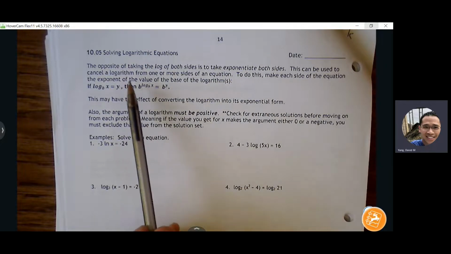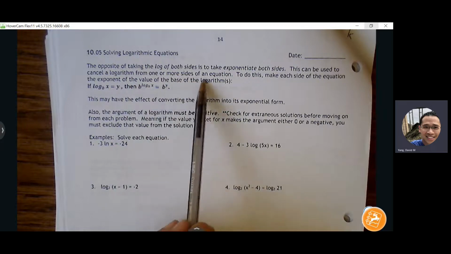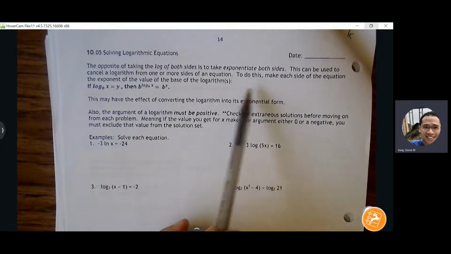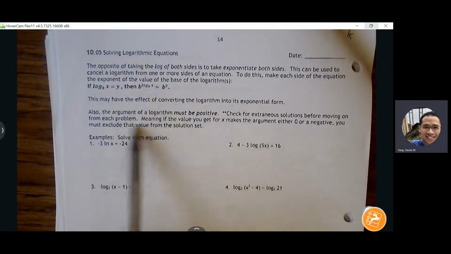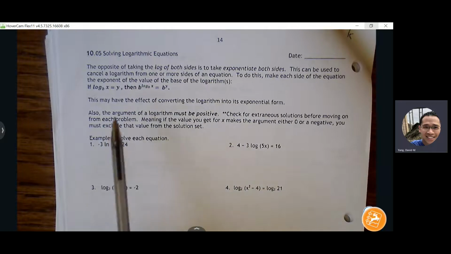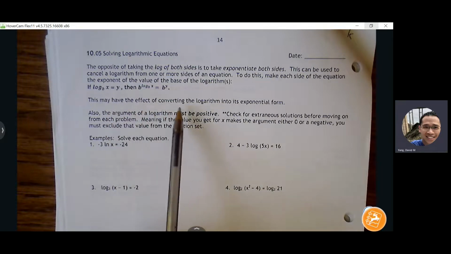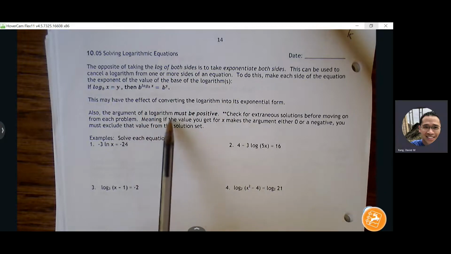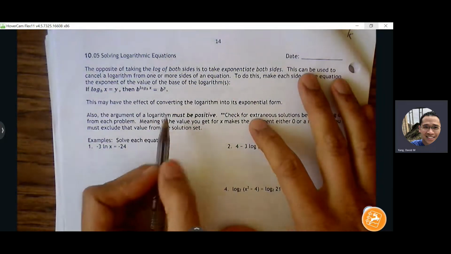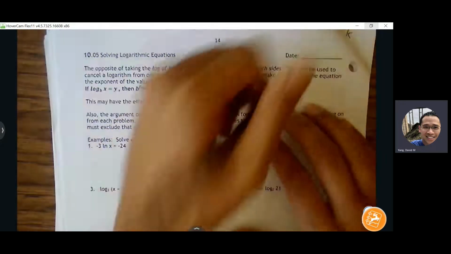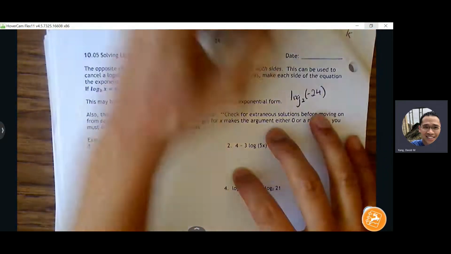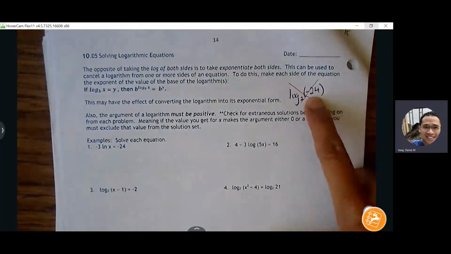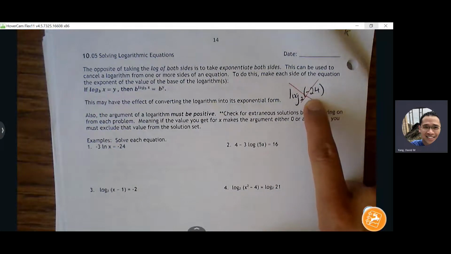Okay, this can be used to cancel a logarithm from one side or more sides of an equation. To do this, make each side of the equation the exponent of the value of the base of the log. I'll show you as we go through these problems. This may have the effect of converting a log into an exponential form. Also, the argument of a log must be positive. So I can't have a log of a negative value. So for instance, if I have log base 2 of negative 24, this just doesn't work. Log of a negative is not going to be a real number.